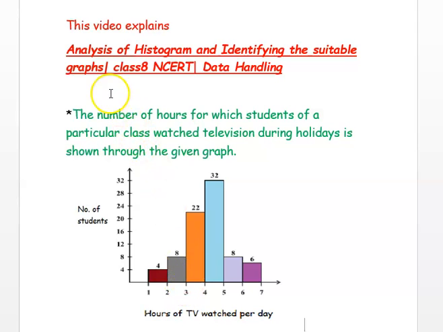In this video, we are going to see analysis of histogram. That is, a histogram will be given and we have to analyze what are all the important things we have to take from the histogram. And also we are going to see the identifying of suitable graphs based on the given question.